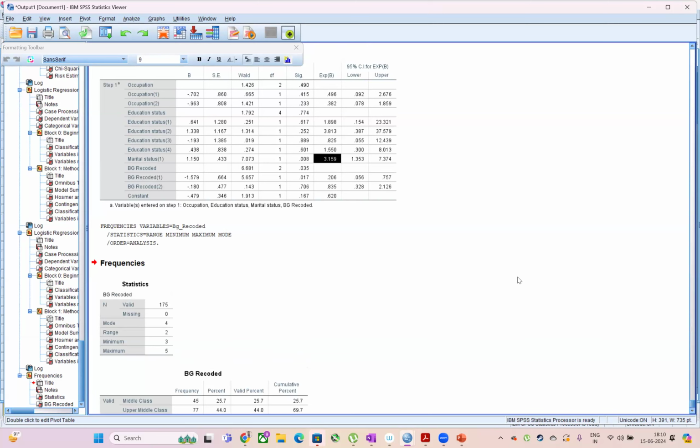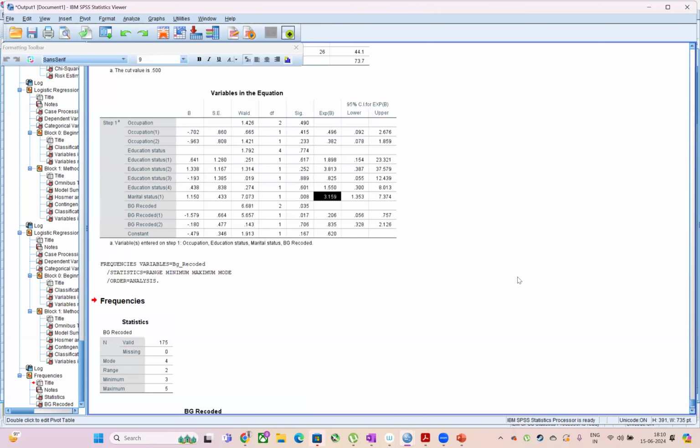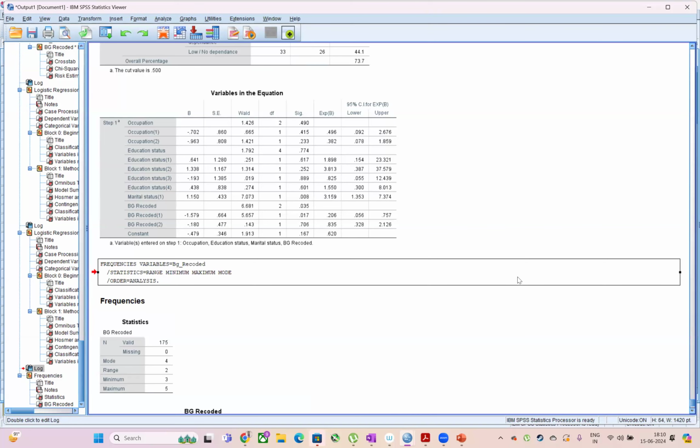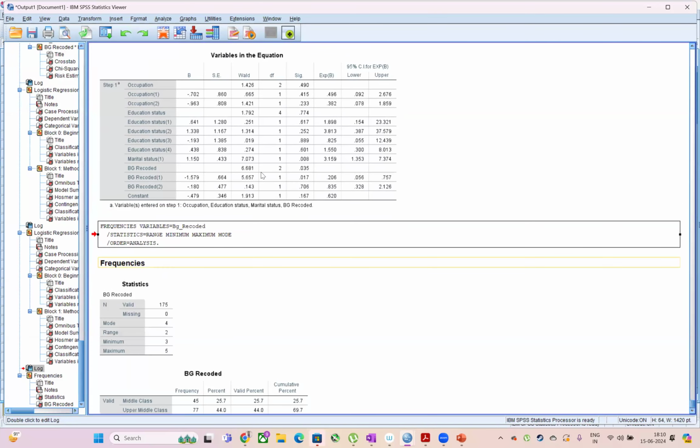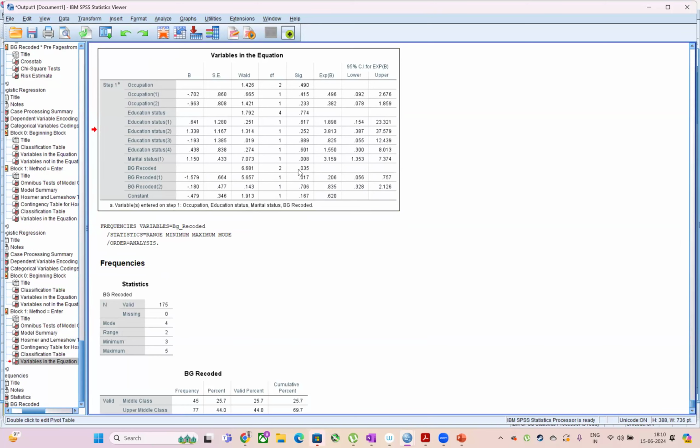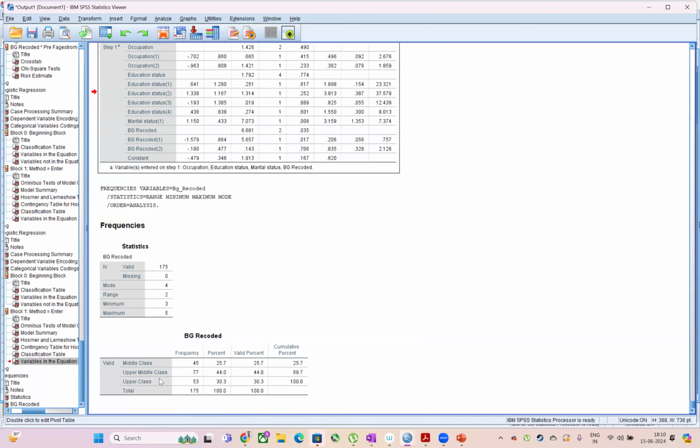Sir, in this, where is the upper class value? In that BG Prasad recoded, the upper class value is not there. The upper class is the reference value, right? The upper class is the reference value, so you won't get the values for that.